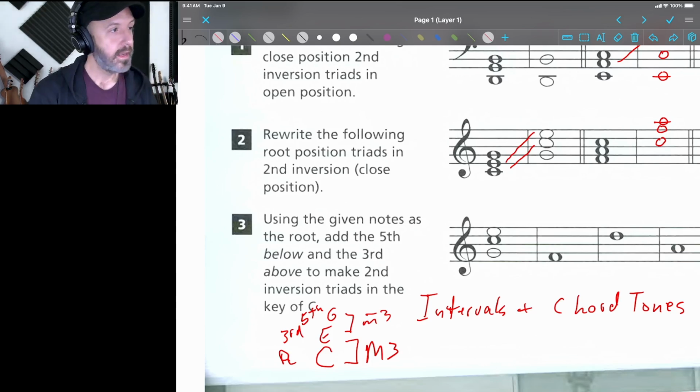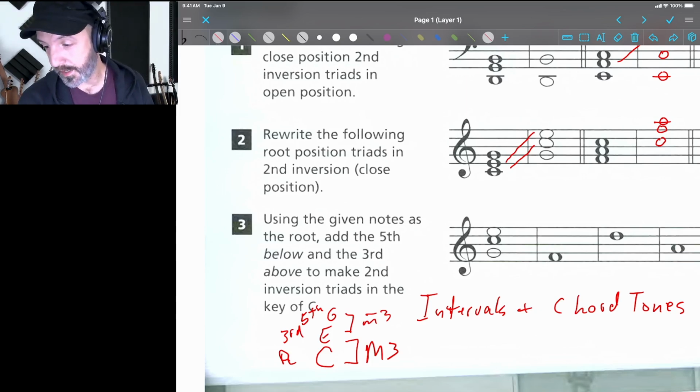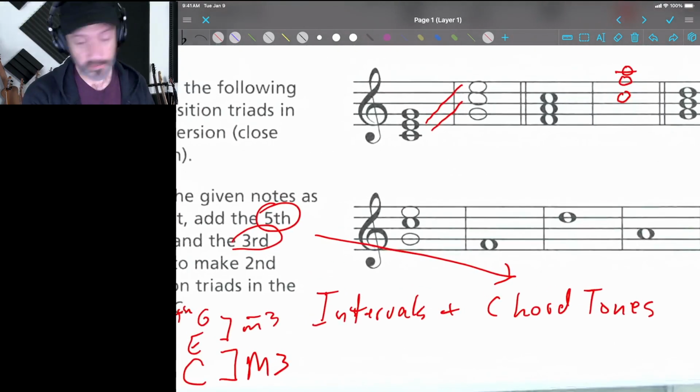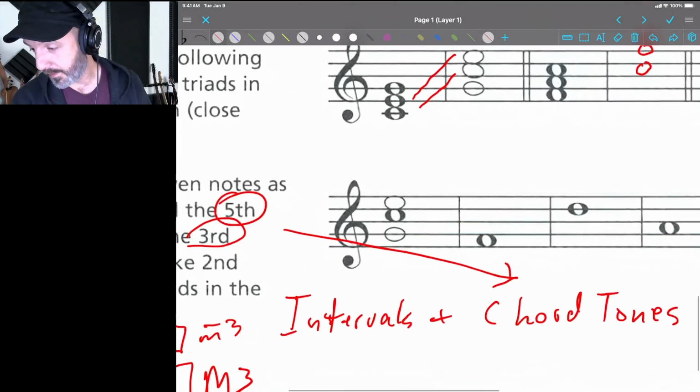All right. So, and then chord tones. So in this case, when they're talking about the 3rd and the 5th, they're talking about chord tones. They're not talking about intervals. Hopefully that's more helpful than it is confusing. I know that might have sounded like a word salad, but here we go.